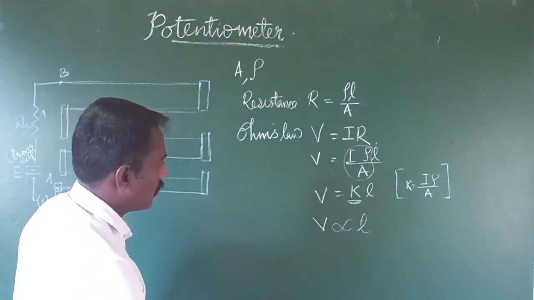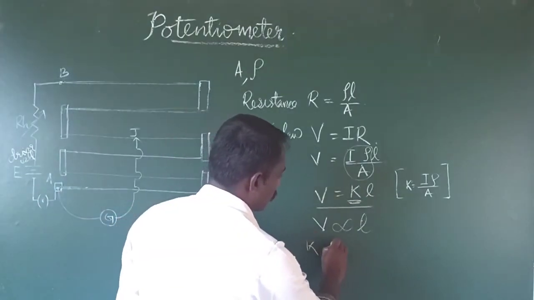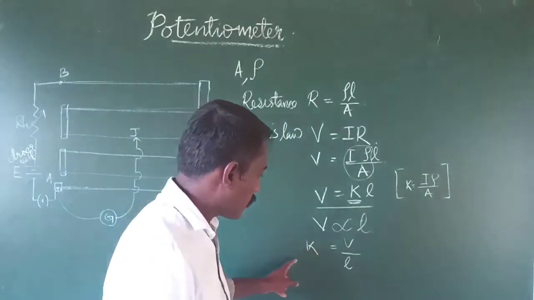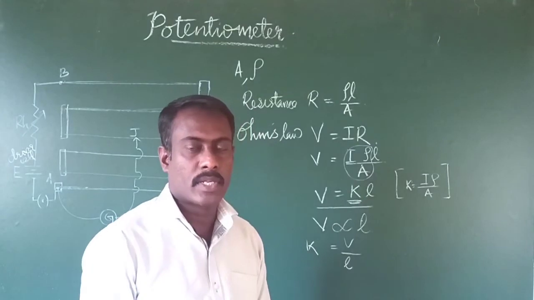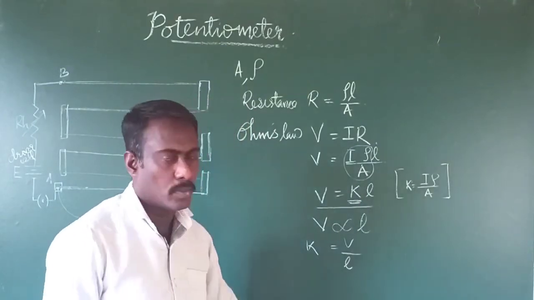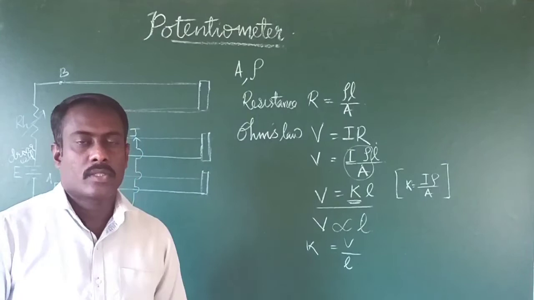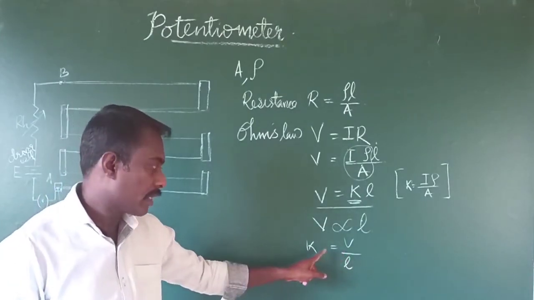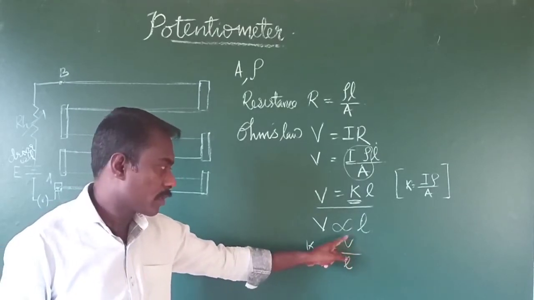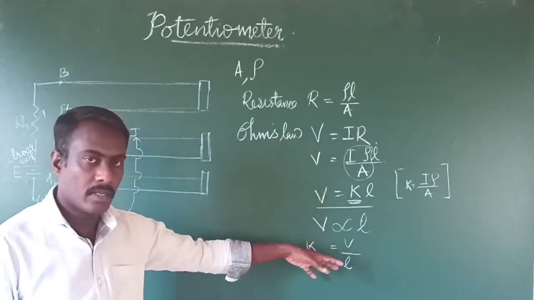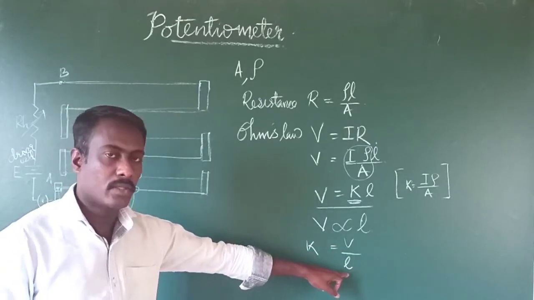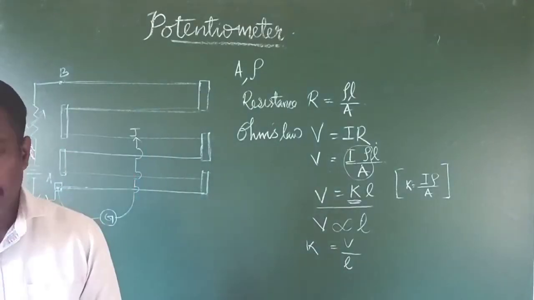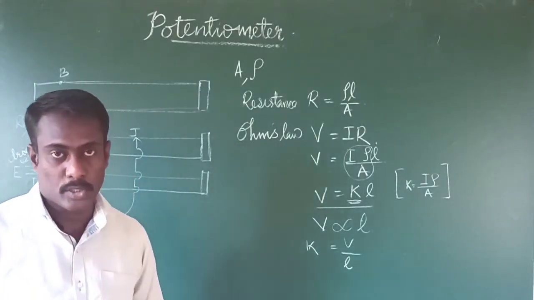From this equation, what will be the value of K? K is equal to V divided by L. And the term K is known as the potential gradient of the potentiometer. Potential gradient is the fall of potential per unit length of the wire. So the potential falls per unit length of the wire is known as the potential gradient of the potentiometer. And another term is the sensitivity of the potentiometer.